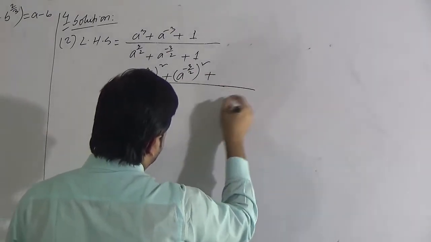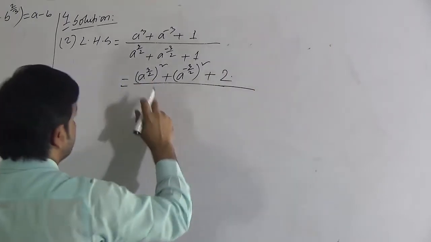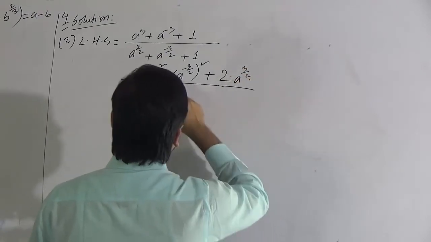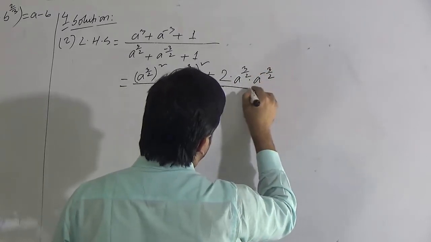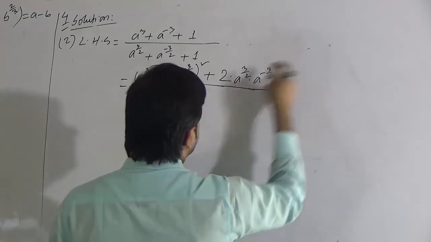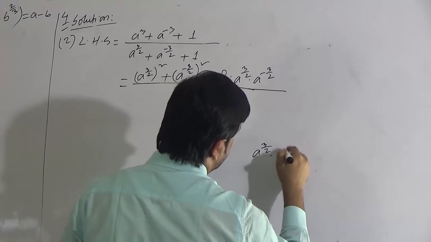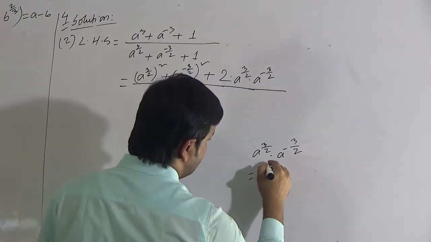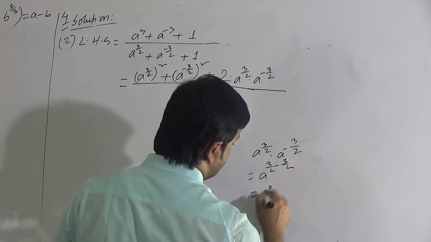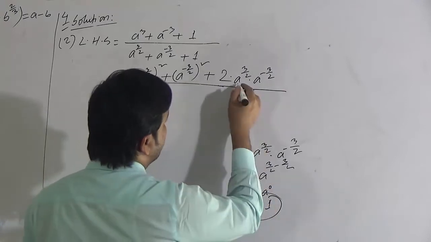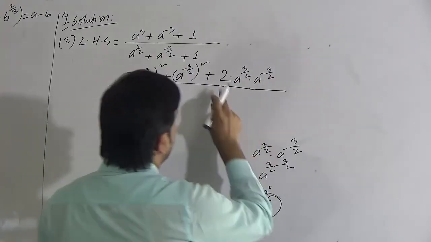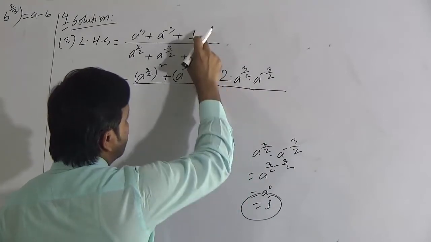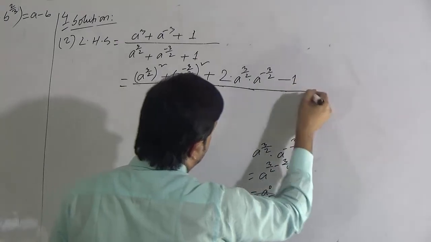Then plus 1 we can express as 2 into, if we consider a to the power 3 by 2 as a and a to the power minus 3 by 2 as b, this will be 2ab. This a to the power 3 by 2 into a to the power minus 3 by 2 will vanish each other. If you notice, the sum will be 3 by 2 minus 3 by 2, it means a to the power 0, which means 1. Here I have written 2, but only 1 is given. As the value of this part is 1, 2 into 1 means 2. But here is 1, so I have written 1 more. We have to subtract 1 to make the balance.